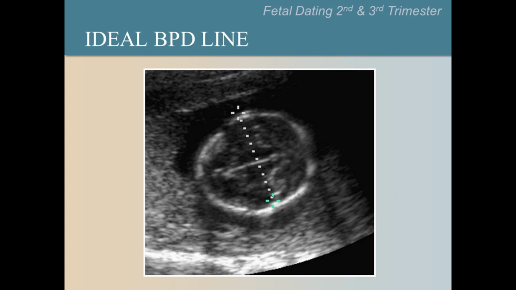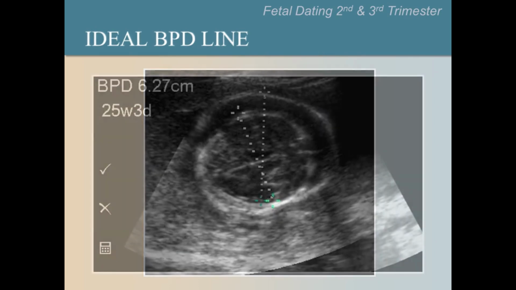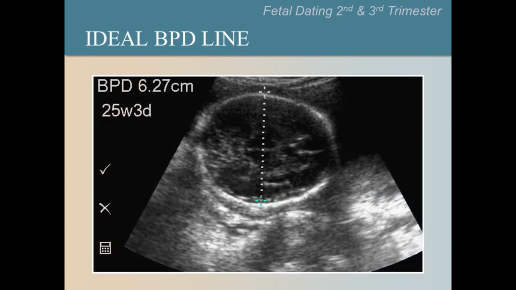Note that the dashed line representing the measurement of the BPD is perpendicular to the falx. The calipers are located on the outer and inner edge of the skull. Here's another example of how the BPD measurement is perpendicular to the falx and the calipers are located on the outer and inner edge of the skull.